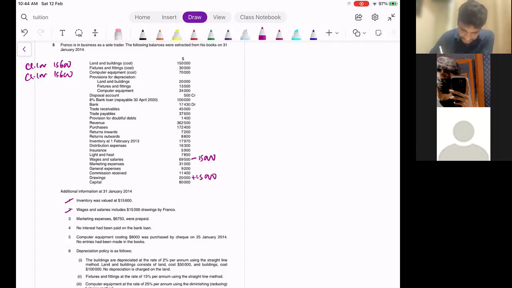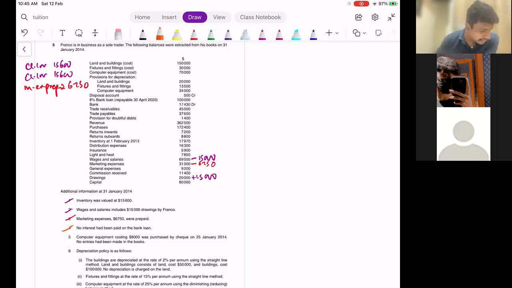Yeah. Okay. Next one is marketing expenses prepaid. Prepaid means we minus marketing expenses. Minus 6750. And then go create a new one. Marketing expenses prepaid 6750.